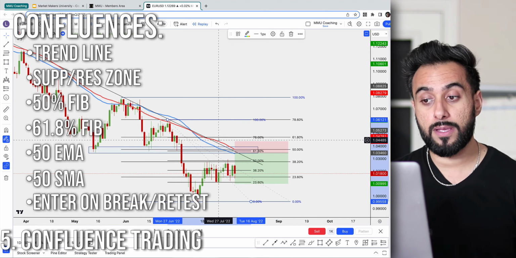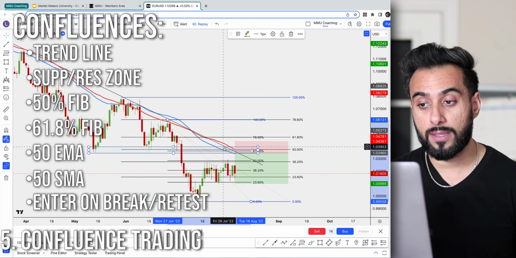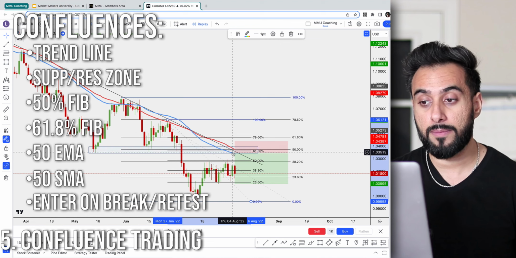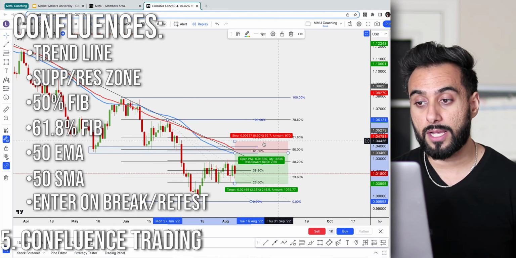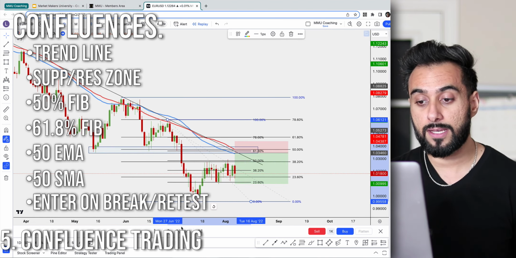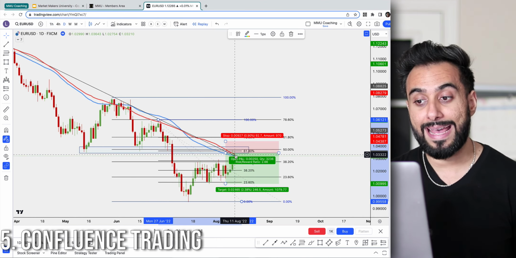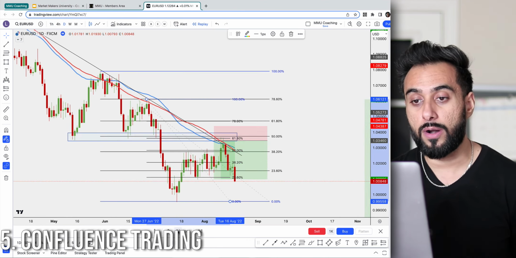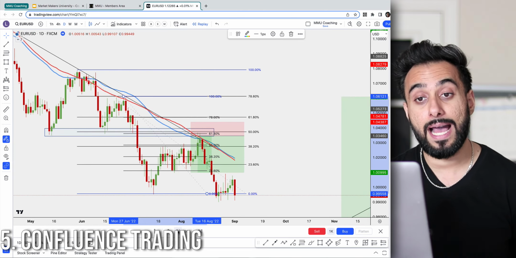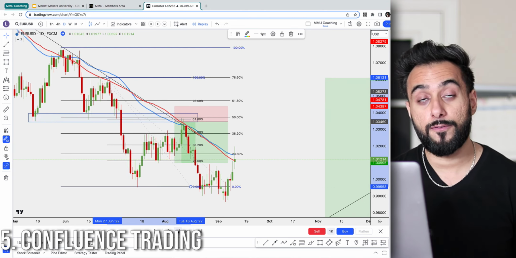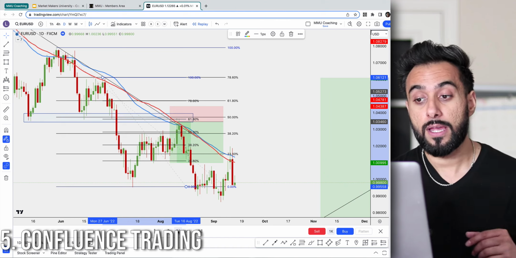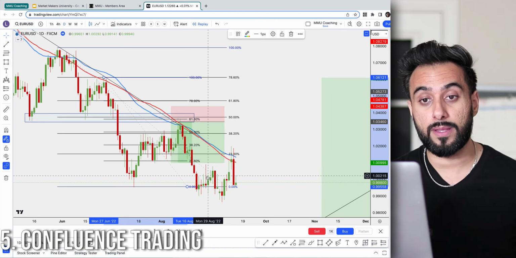Stop loss must be above the zone, must be above the trend line, must be above the SMA and the EMA, must be above the fibs that we're talking about over here. So once you have that set up, now you are in business. Trade got activated, and now we are in profit. So that is how you use the fifth strategy, Confluence trading, in order to get yourself really high probability setups.